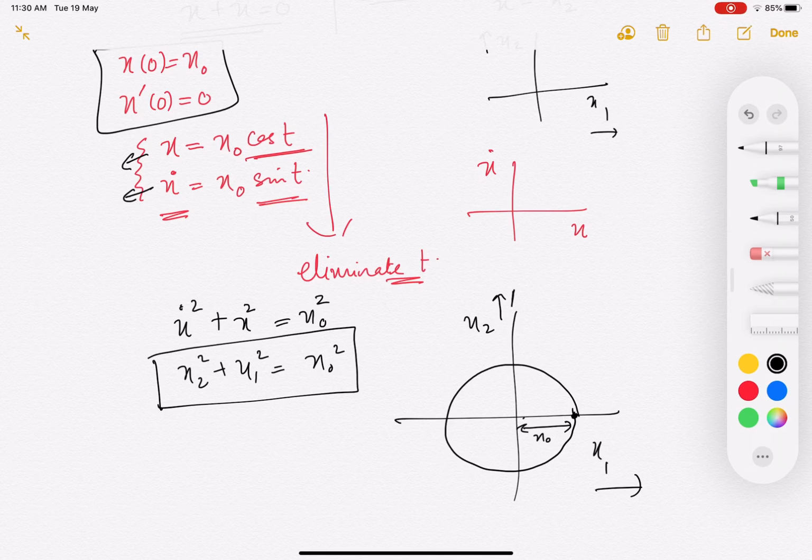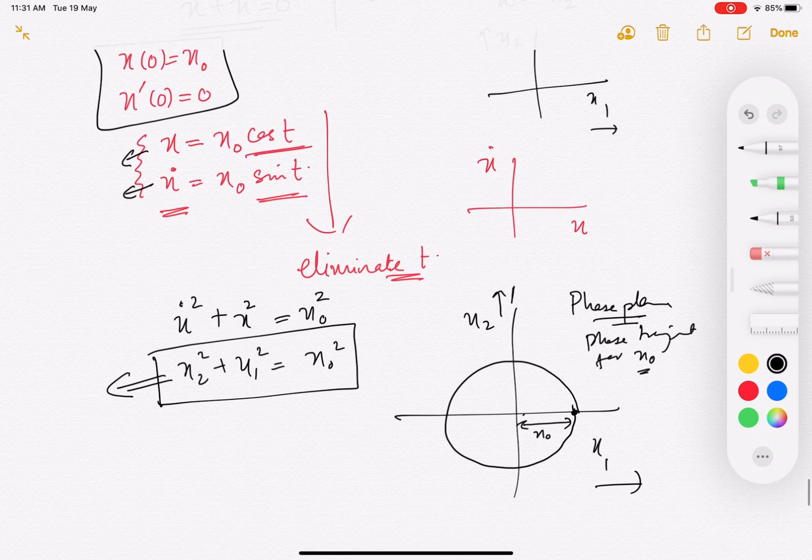What I get is a circle, right? So on the phase plane for this second order system, I have sketched the phase trajectory. This is the phase trajectory for my initial condition x0. Now I can do one more thing. I can also look at the direction, although the direction is not evident from this equation.